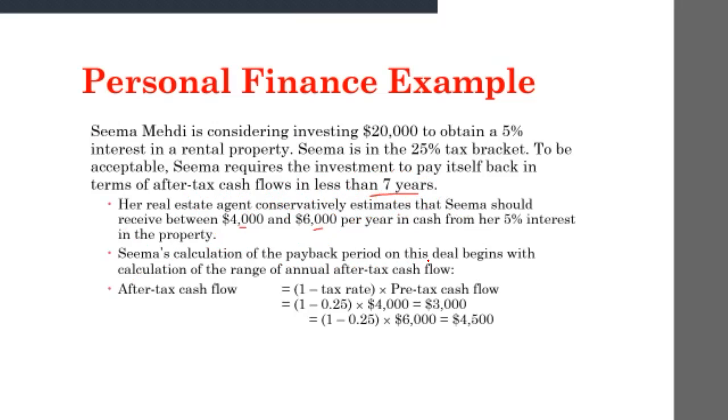Seema's calculation of the payback period on this deal begins with the calculation of a range of annual after-tax cash flow. So after-tax cash flow is normally 1 minus the tax rate times the pre-tax cash flow. Tax rate is 25%, so 1 minus 25% times the $4,000 low end, her cash flow could be $3,000. 1 minus 25% times 6,000, her cash flow range could be $4,500. So let's start to look at it.